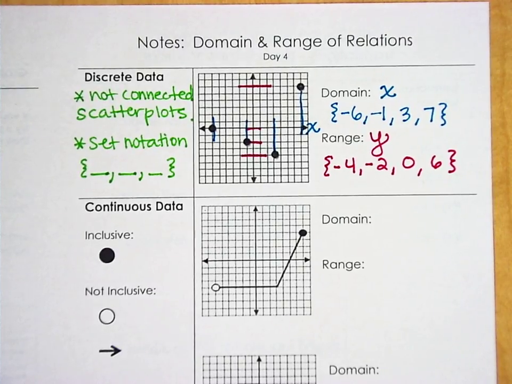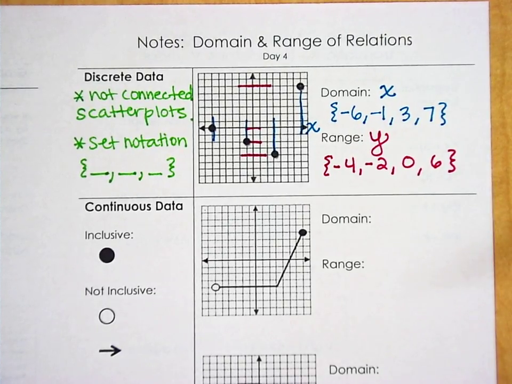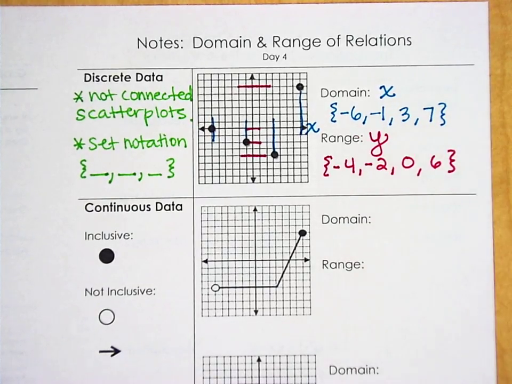Some people also like to write out the ordered pairs and list them. And then once the ordered pairs are listed, sometimes it's easier to find the domain and range from that ordered pair list.